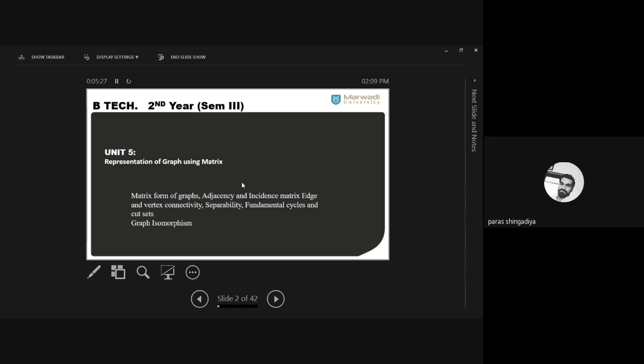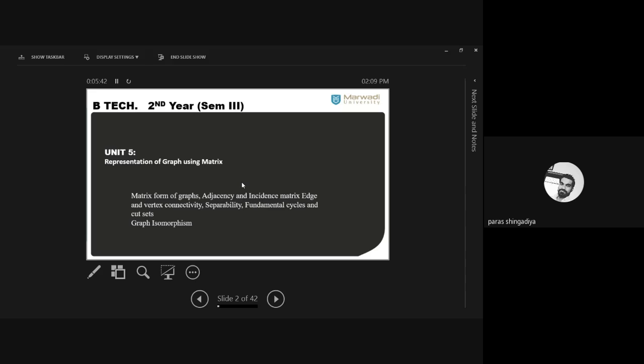We'll create a matrix for any graph. We have two types of relation in any graph. Which two types of relation? The relation between vertex and vertex, that is connected by an edge. That is one relation.